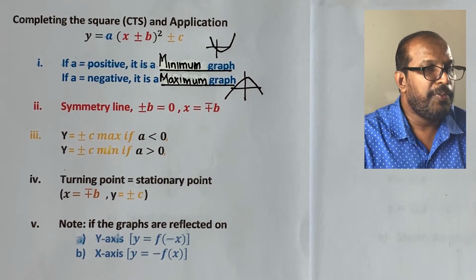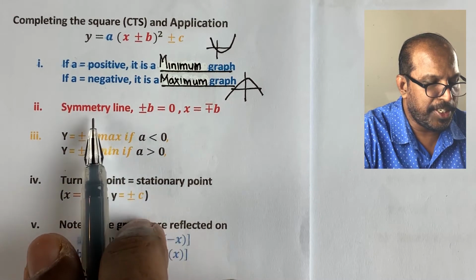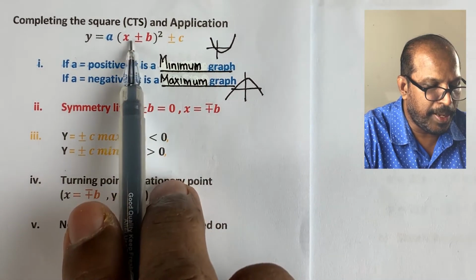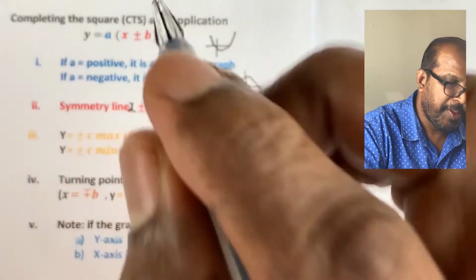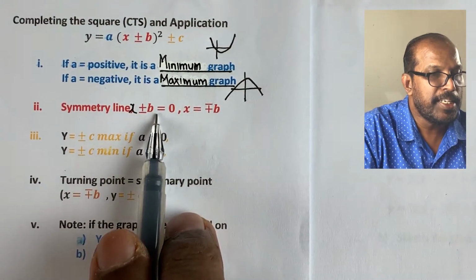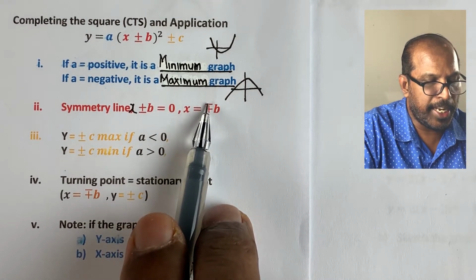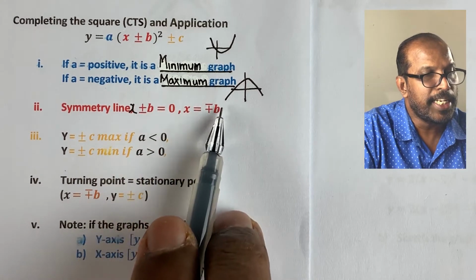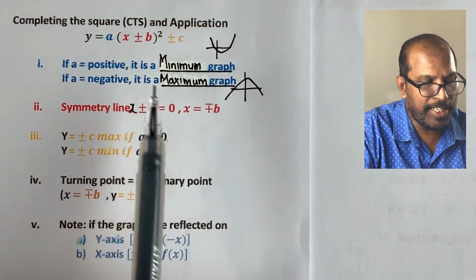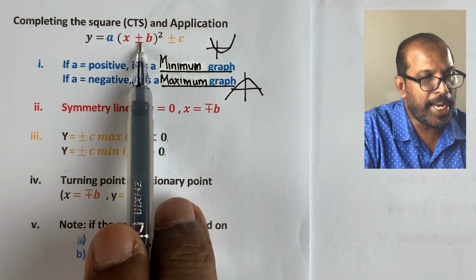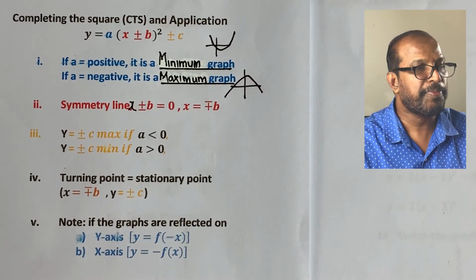Then we need to know how to determine the symmetry line. The symmetry line is in the middle, this part. So x plus or minus b is equivalent to 0. Therefore, x is equivalent to negative plus b. The plus goes to the other side as negative, and negative goes as plus b. So the symmetry line is this part. Take anything in the bracket and make it equal to 0, and you get your symmetry line.